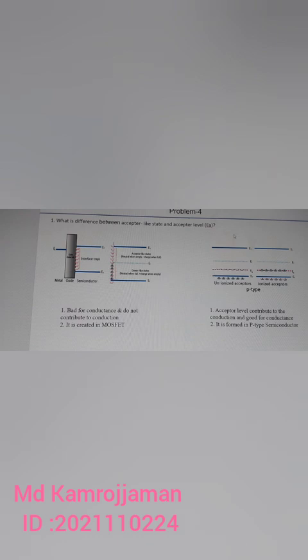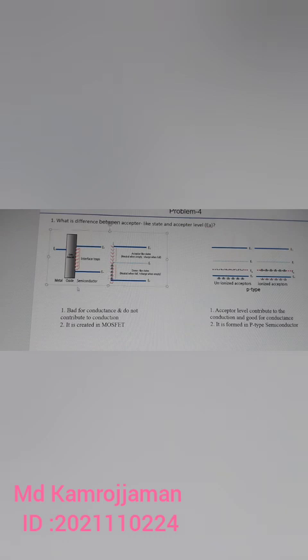This is problem number 4. Question number 1. What is the difference between acceptor-like state and acceptor level EA? Acceptor-like states are bad for conductance and do not contribute to the conduction. It is created in MOSFET.